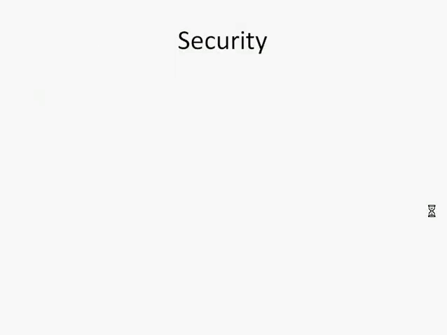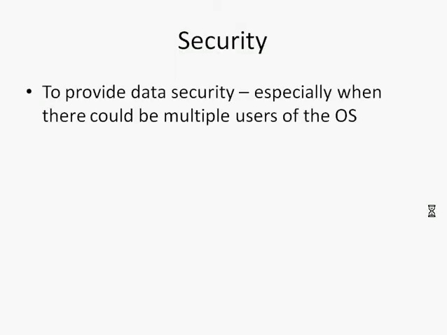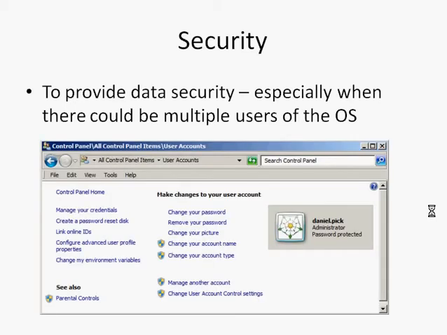Thinking about security. The operating system needs to provide data security, especially when there could be multiple users of an OS, which would certainly happen on a network. There's obviously multiple users on a network, but even on desktop versions of things like Windows, we can have multiple users these days. Finally, utilities.